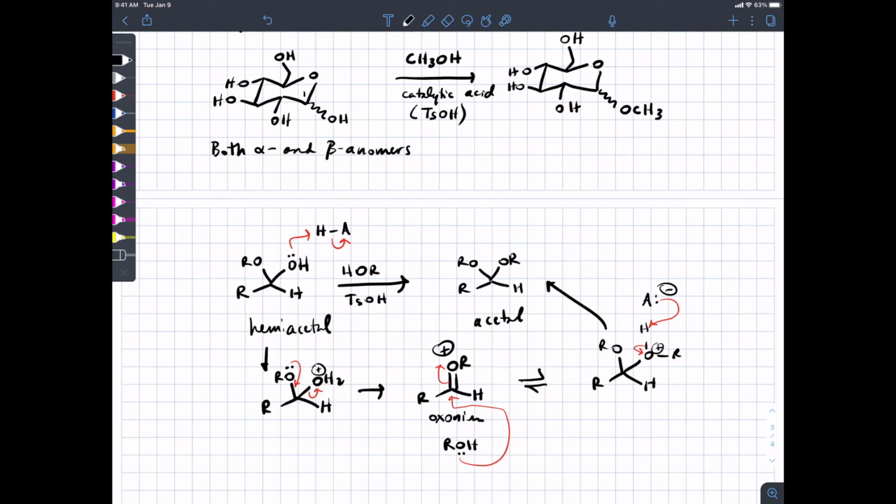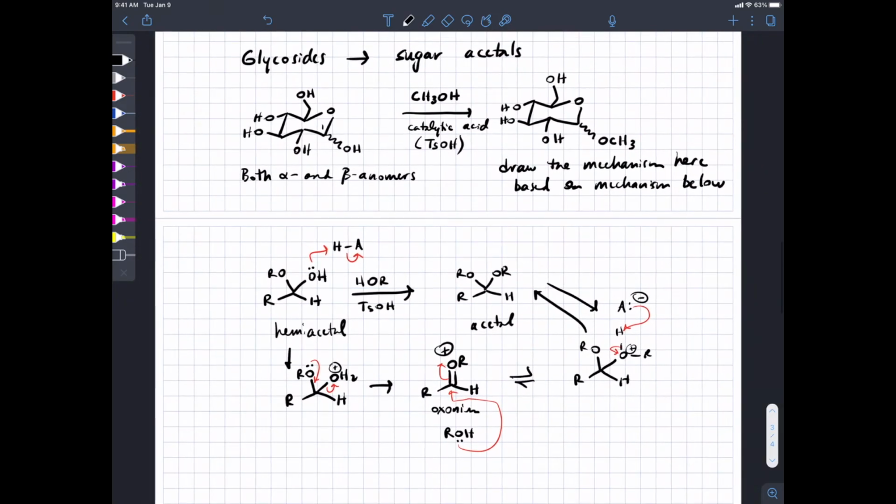The challenge for you is to draw the mechanism here based on the mechanism below. I'm not going to do that because I want you to do it, because doing so is going to help you see the connection between what we've seen before.